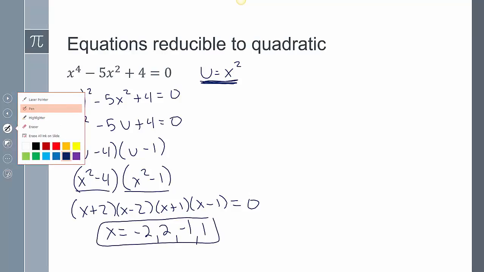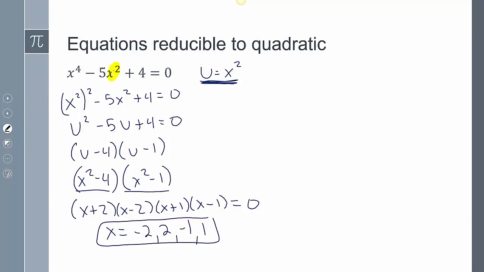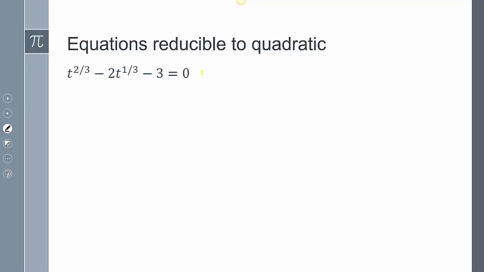Now a hint is typically this value is what we're going to be substituting for. That's typically the hint, and we'll probably see that a little more apparent in our next example. So if I have t to the 2/3 power minus 2t to the 1/3 power minus 3 equals 0, I'm going to say t to the 1/3 equals u. Remember I said this is that term that we want to use? Because if I resubstitute that back in, I'm going to get u squared minus 2u minus 3 equals 0.